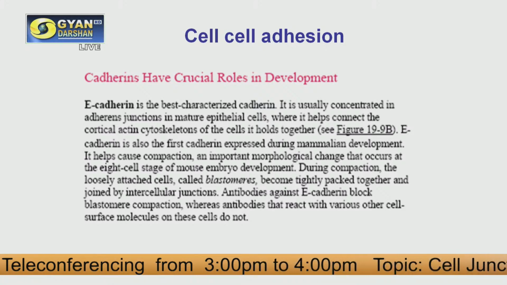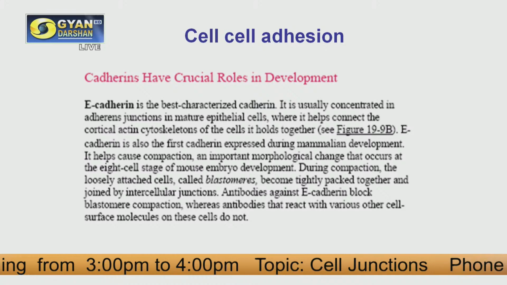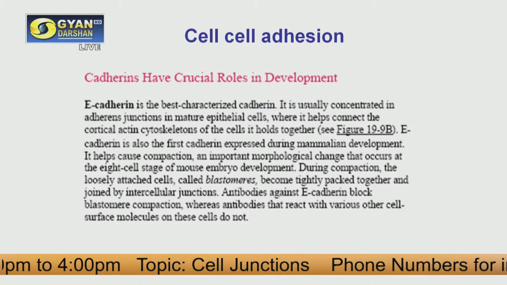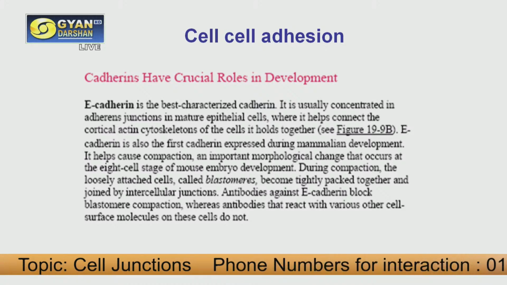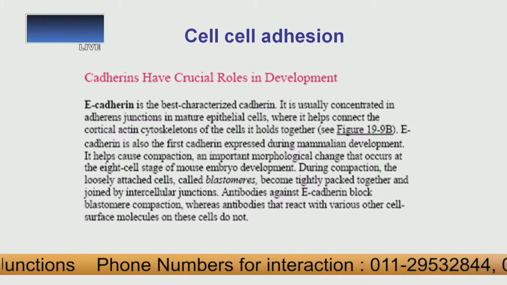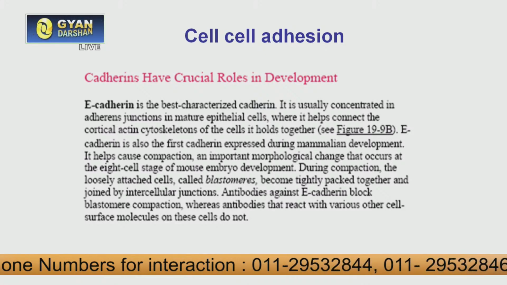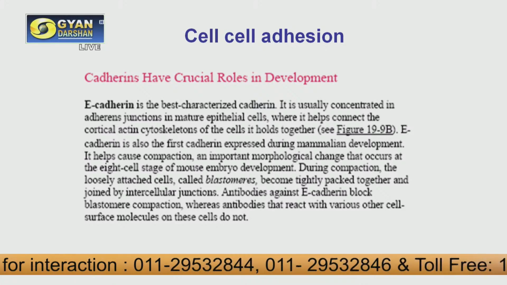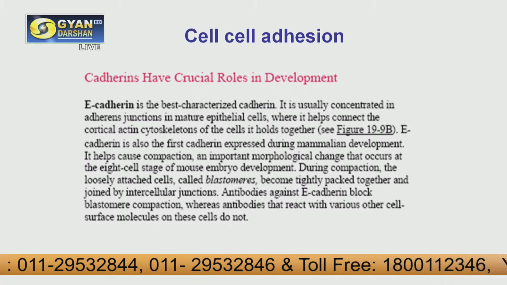E-cadherin is also the first cadherin expressed during mammalian development, and it causes compaction, an important morphological change that occurs during mouse embryo development. Like for instance, the formation of the blastomeres.